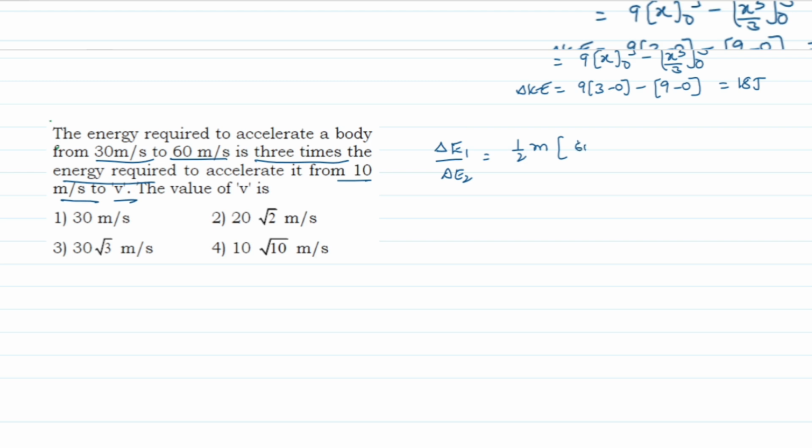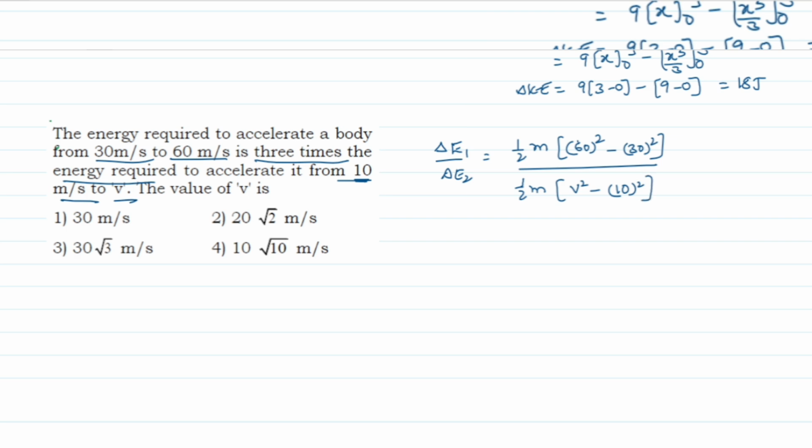and the final velocity will be 60. So the final velocity is 60 whole square minus 30 whole square, which you can substitute. For the second body it is half into m into V square minus 10 square, where the initial velocity is 10 as given.